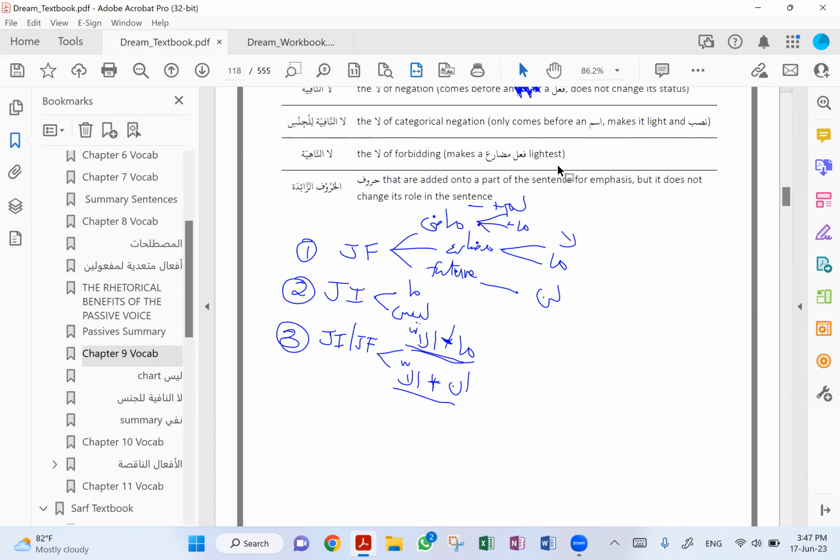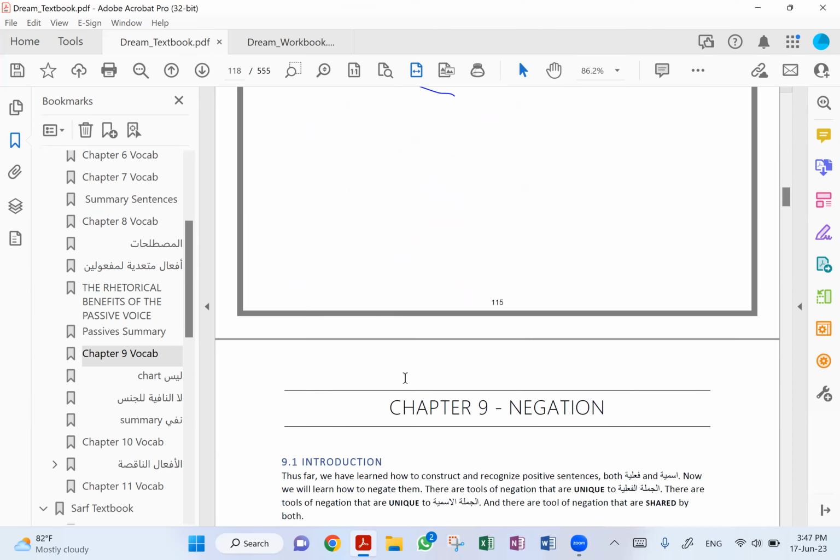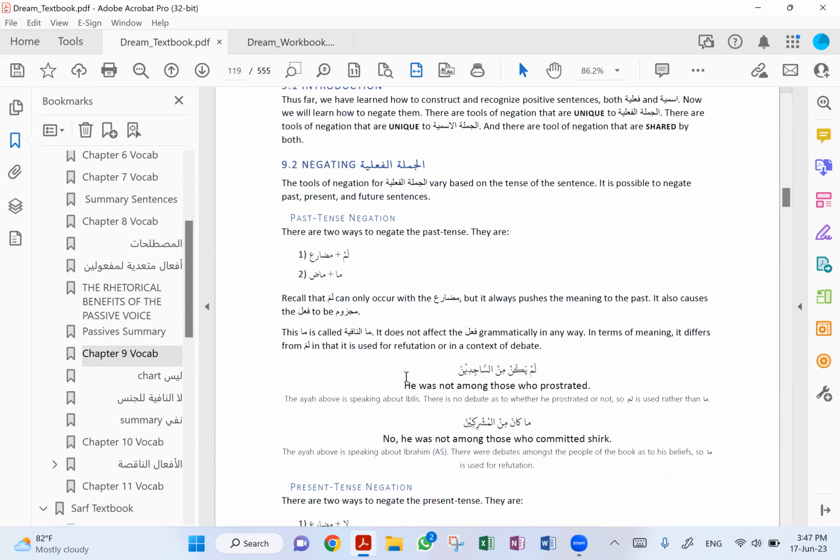Okay. So that's that. And then you have mudari'. So when you're negating mudari', again, you have the la. So la yadhhab, for example. La yadhhabu. La yadhhab. I think this is where you will have that should structure. Let's just take a look at the text and see.